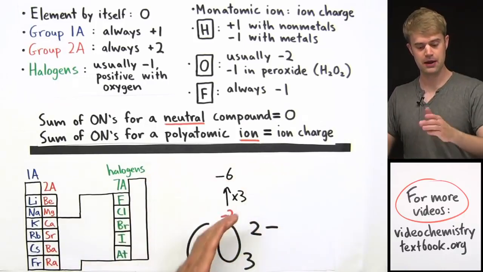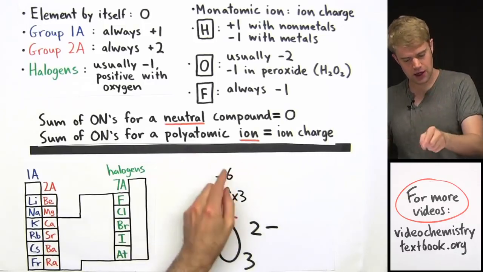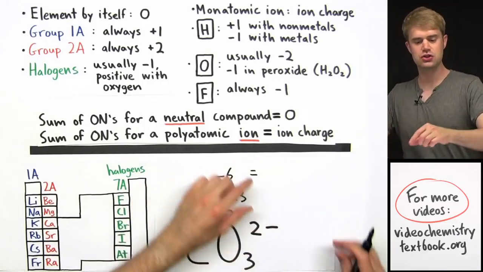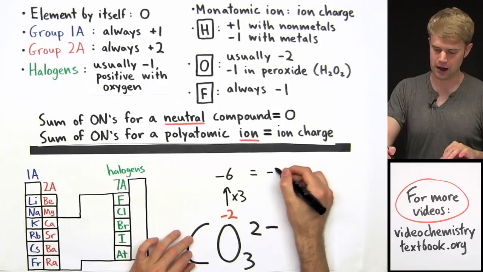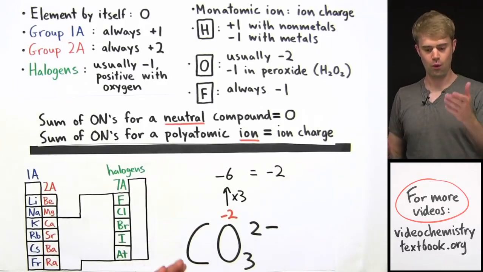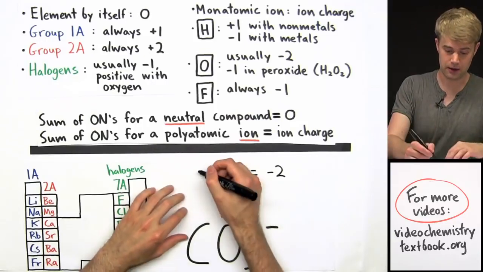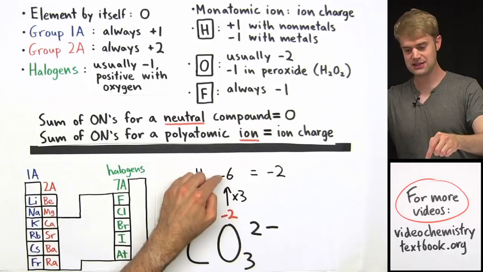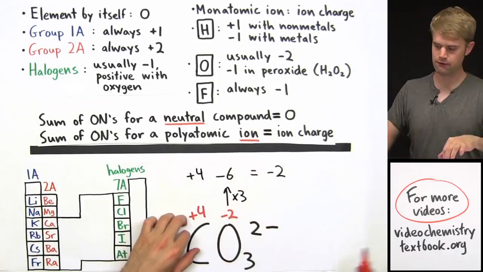So I'll do -2 times 3, which gives us -6 here. Now, the oxidation number on carbon plus the oxidation number on oxygen should give us -2, which is the ion charge for this polyatomic ion. So, what then is going to be the charge on carbon here? It's going to be +4. +4 minus 6 equals -2. Carbon is +4.